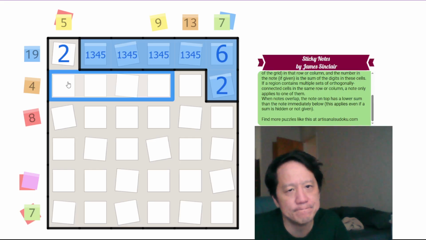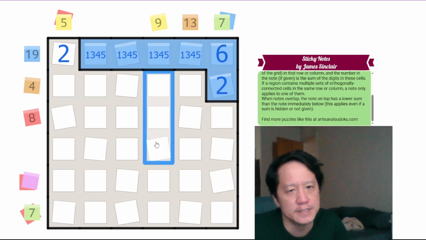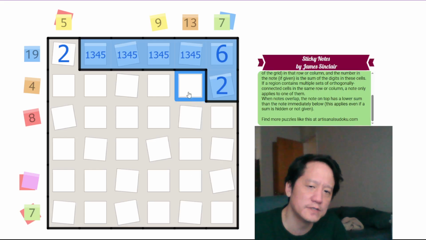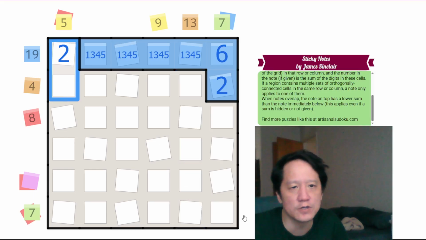And it needs 9 here. 13 is at least 3 digits in column 5 for orange. This is a certain color. We don't know what. We'll mark that as medium.